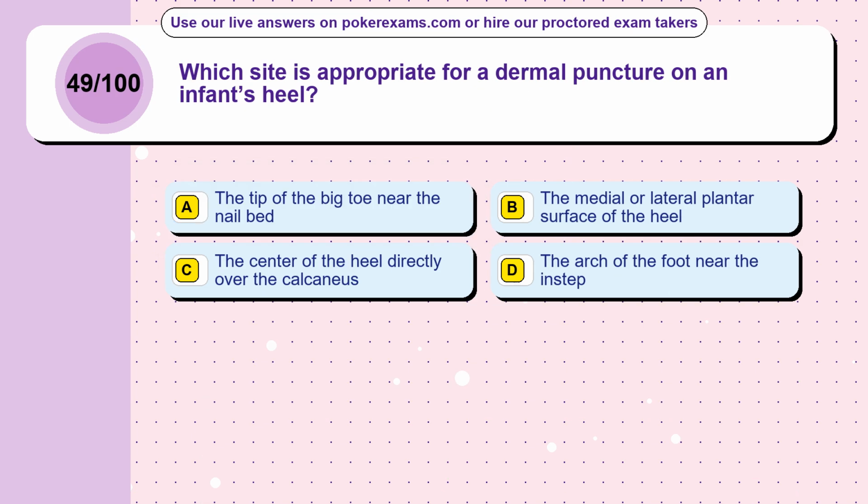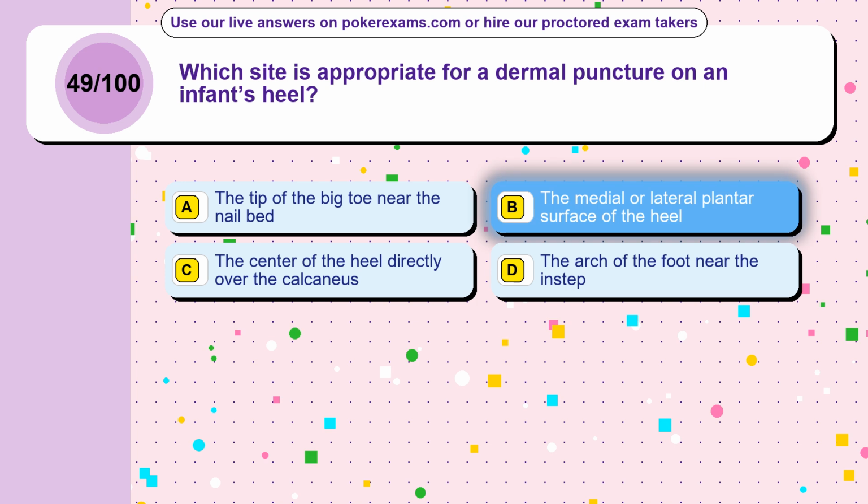Question 49. Which site is appropriate for a dermal puncture on an infant's heel? Option A. The tip of the big toe near the nail bed. Option B. The medial or lateral plantar surface of the heel. Option C. The center of the heel directly over the calcaneus. Option D. The arch of the foot near the instep.